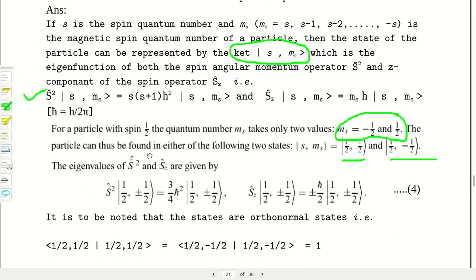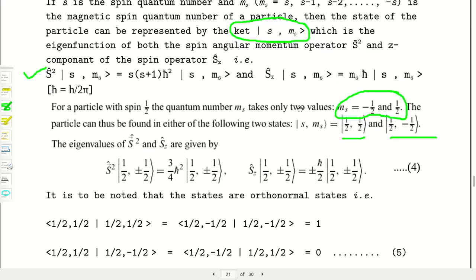Following this, in your problem s is equal to half, and ms is equal to plus half or minus half. So the eigenvalue equations will be written like this. Two kets are there, half comma plus half and half comma minus half. So in one line, this is not one equation, this is actually two equations. First you consider the plus sign, and the plus sign is also considered on the right hand side, and the second equation contains the minus sign for ms equal to minus half.